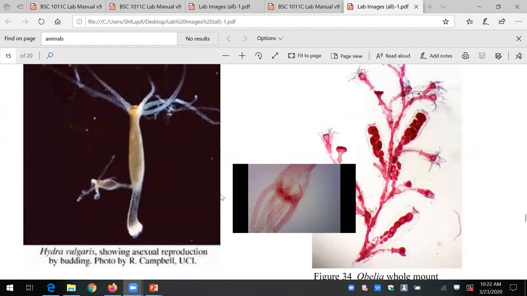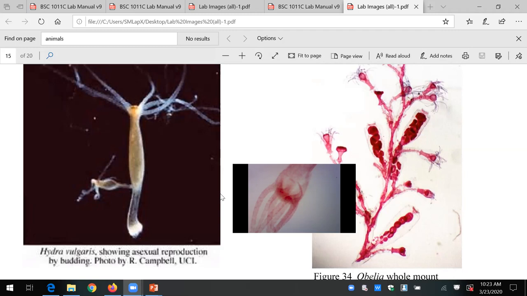Now, hydra, being a polyp attached to the bottom, is going to reproduce a variety of ways. They can form gametes that are released out through the mouth slash anus and mix out into the water, which would be sexual reproduction, but you can also form buds during asexual reproduction. Very similar, maybe, to what we saw in yeast cells, right?